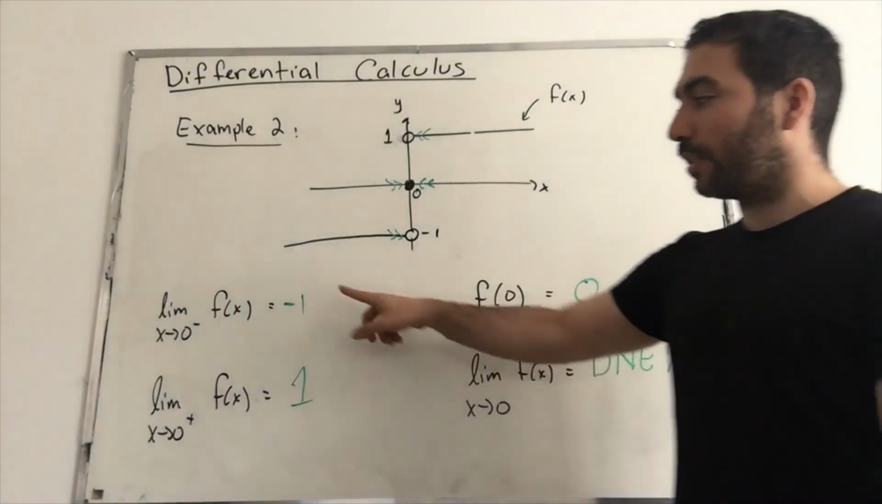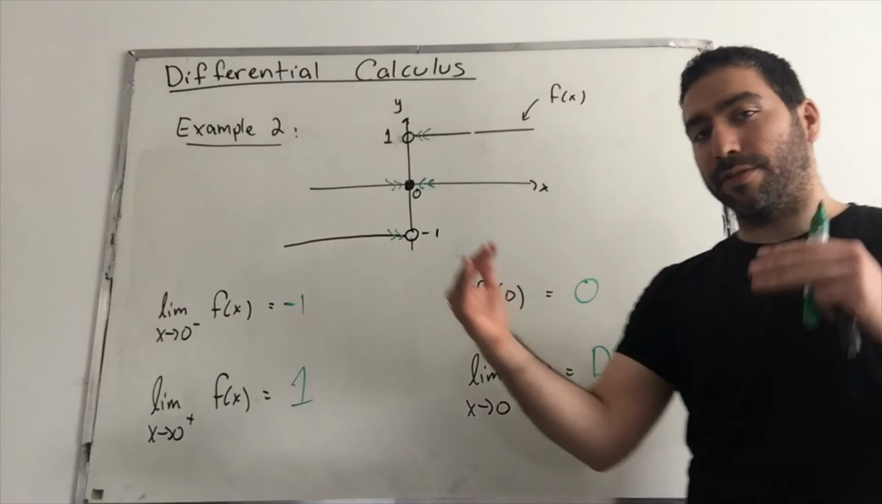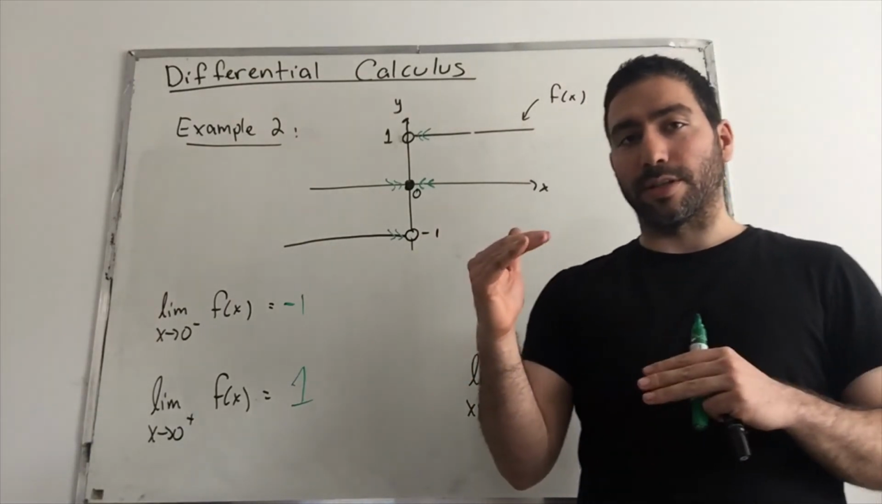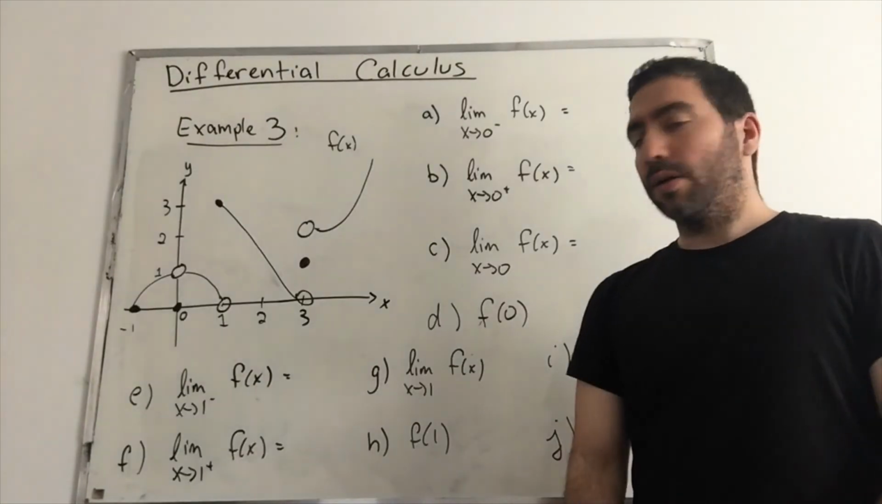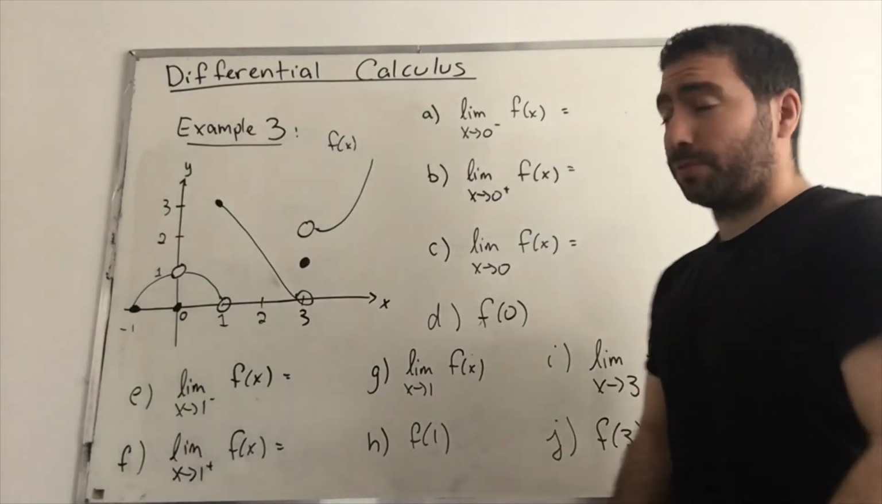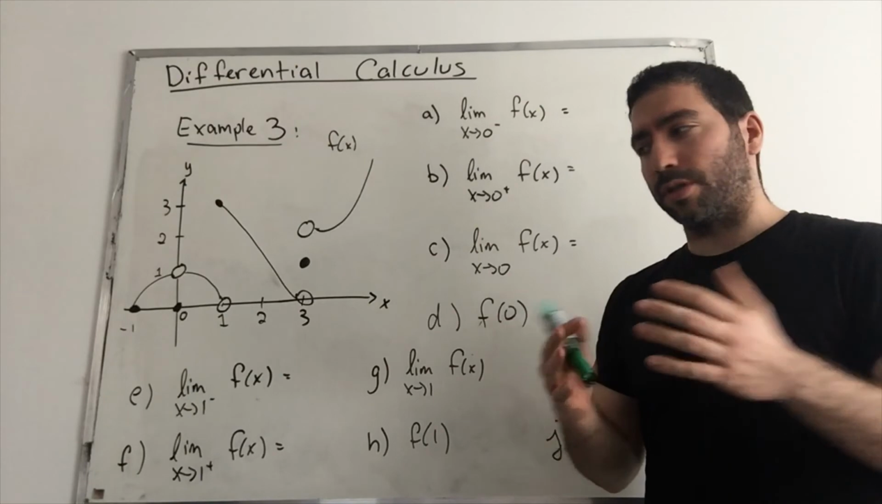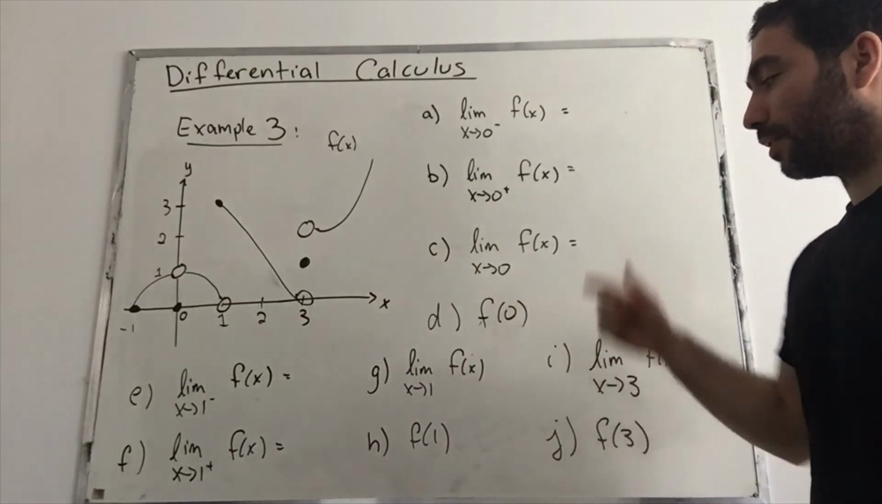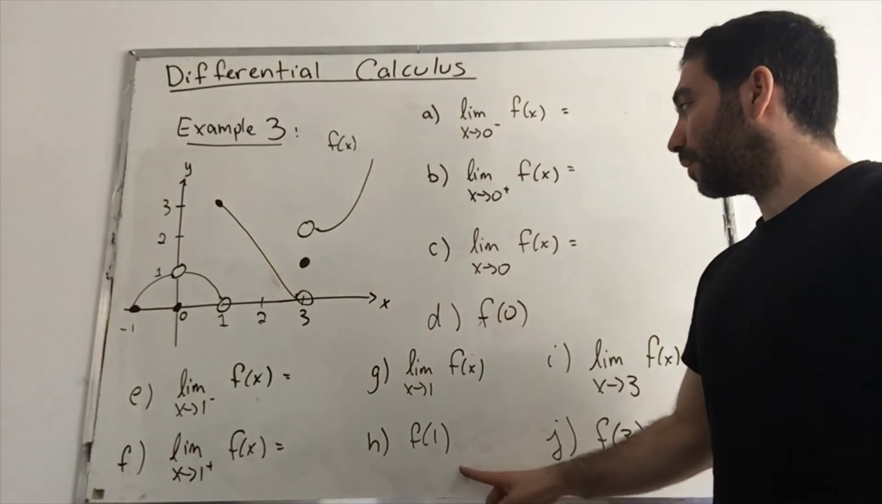Okay, so since the left-sided limit and the right-sided limit do not give the same value, the limit at 0 does not exist. Okay, so this is a great example to see if you truly understand the notion of a limit, one-sided limit, and what's happening at a defined point.